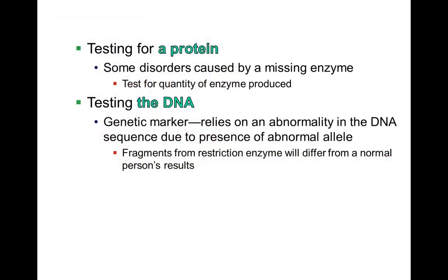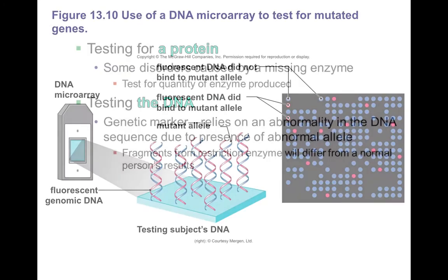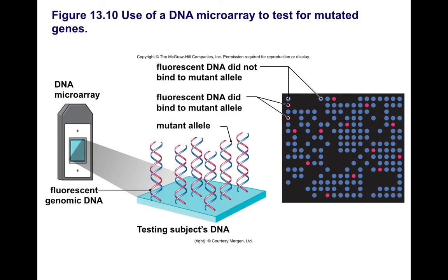So what can we test for at large? Well, we can test for a protein or the DNA. So we can use either the genetic markers or genetic profiling. One method includes using DNA microarrays, which are basically these small chips made of silicon, and they screen many things at one time.